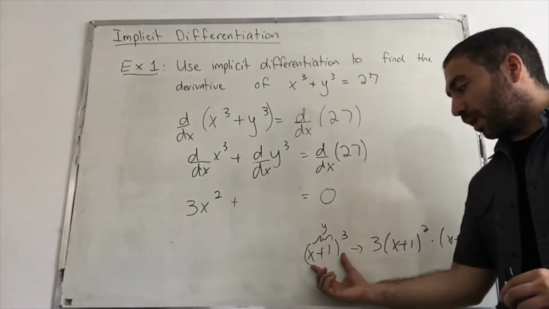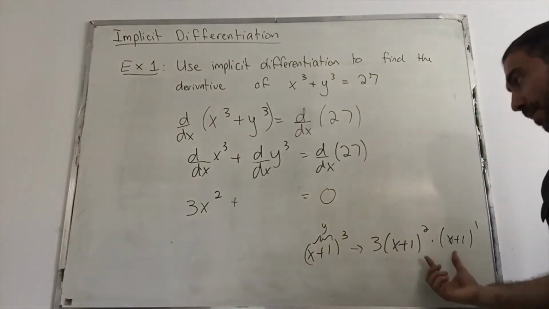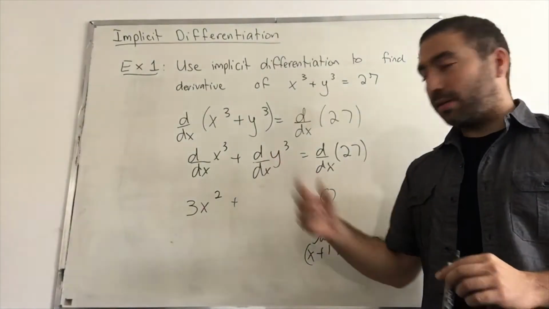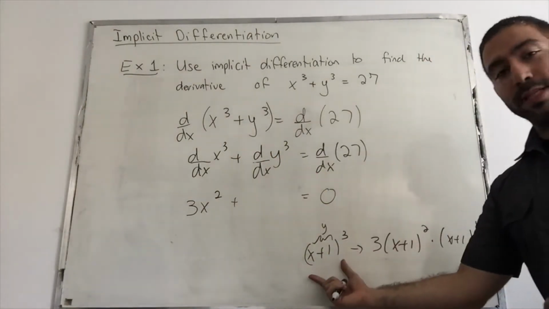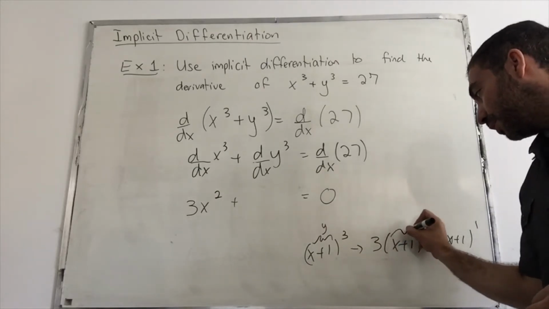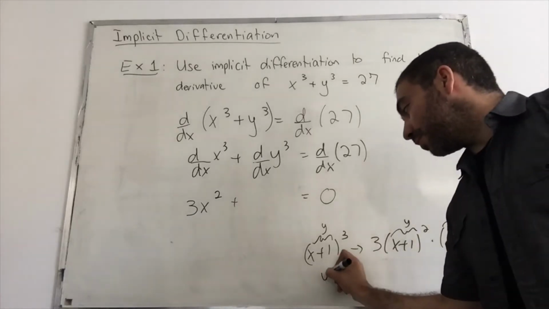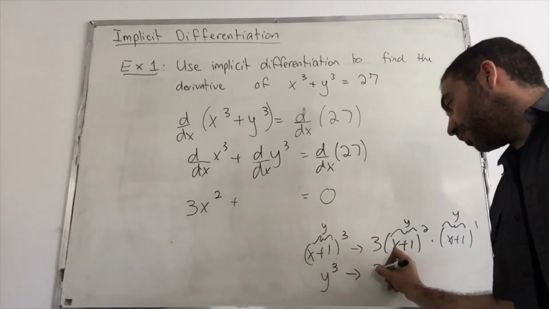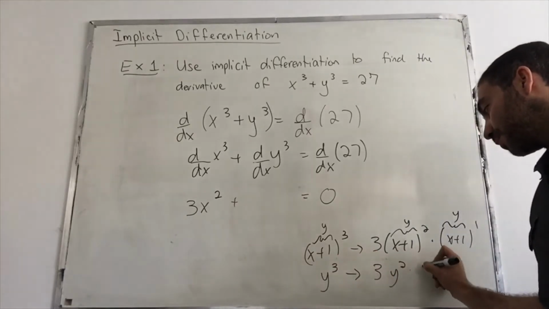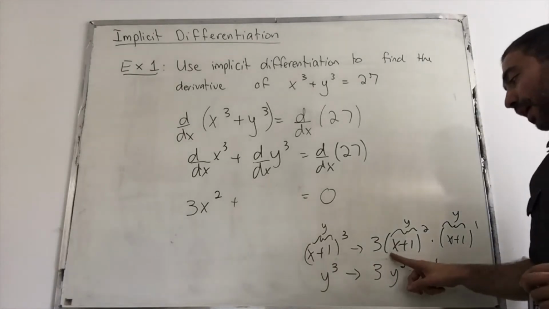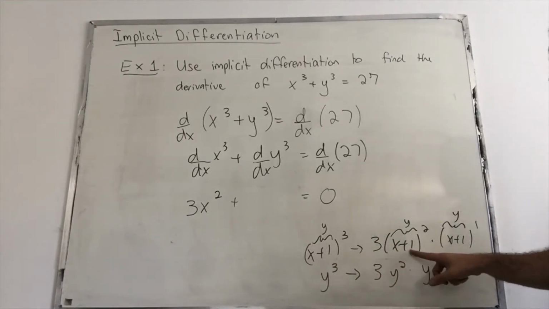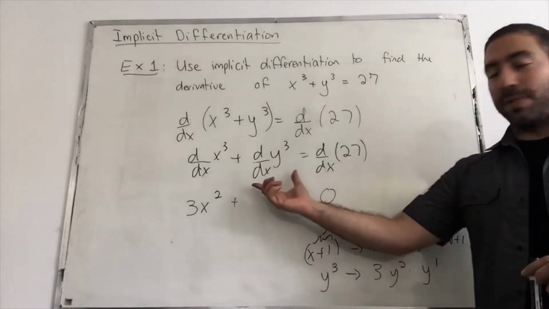But now we don't have x plus 1, we have a y. But we're going to use the same concept, the same idea. This whole term here, we could just substitute it with y and use the same argument. So y cubed becomes 3y squared times y prime. Every time we had an x plus 1, you're essentially replacing it with y. And this is what we get here.